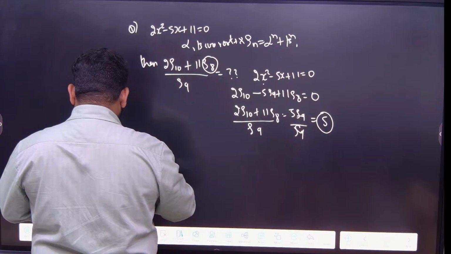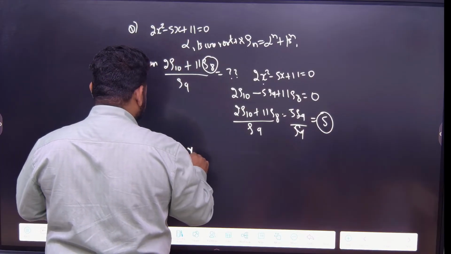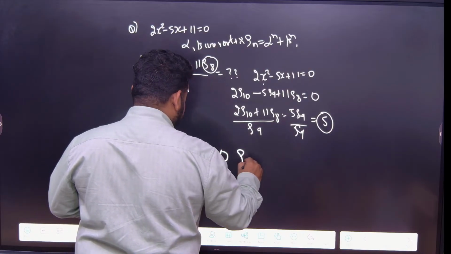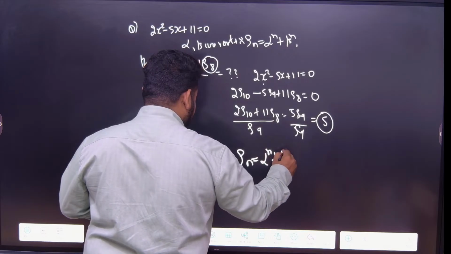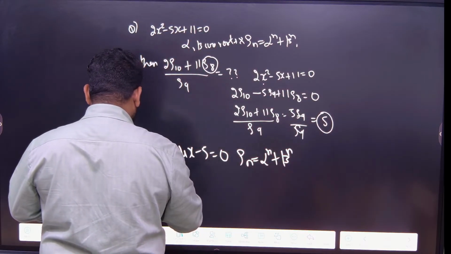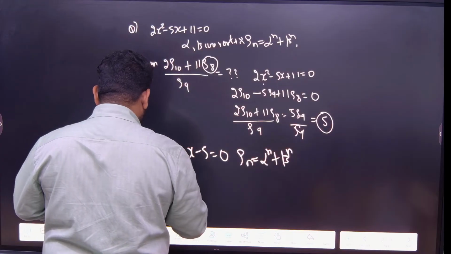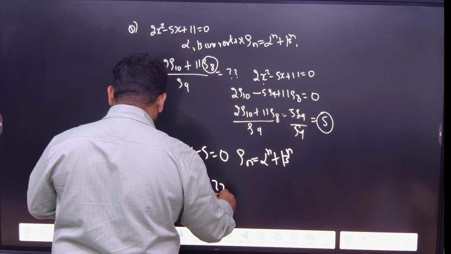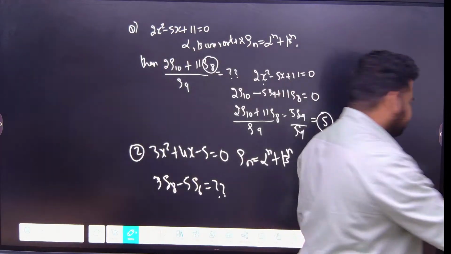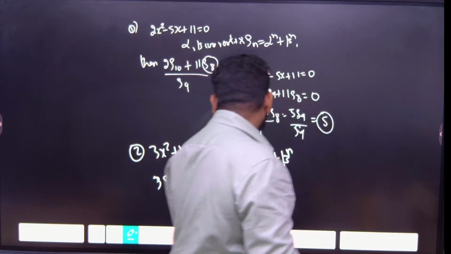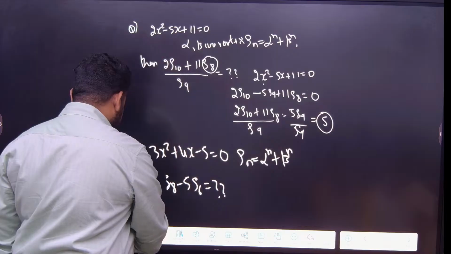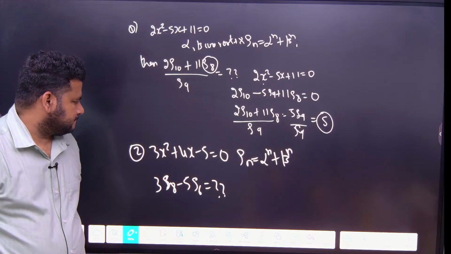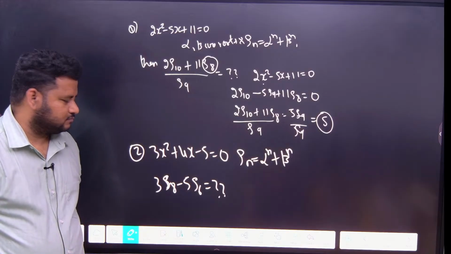If they are given 3x square plus 4x minus 5 is equal to 0, and they are given Sn is equal to alpha to the power of n plus beta to the power of n, they are asking 3S8 minus 5S6 is equal to what? Please try this. What is the answer? Minus 4.